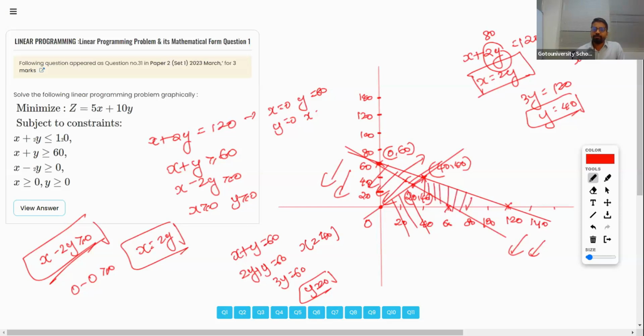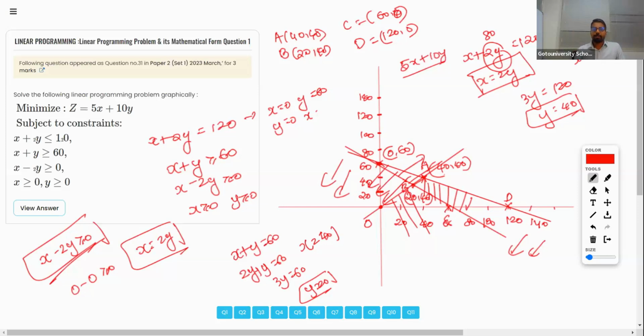So the points we have are 40, 40. Our corner points, let me name them A, B, C as well as D. So A is 40, 40. B is 20, 40. C is 60, 0. D is 120, 0. What is our objective? Minimize 5x plus 10y, right? So where is it minimum?